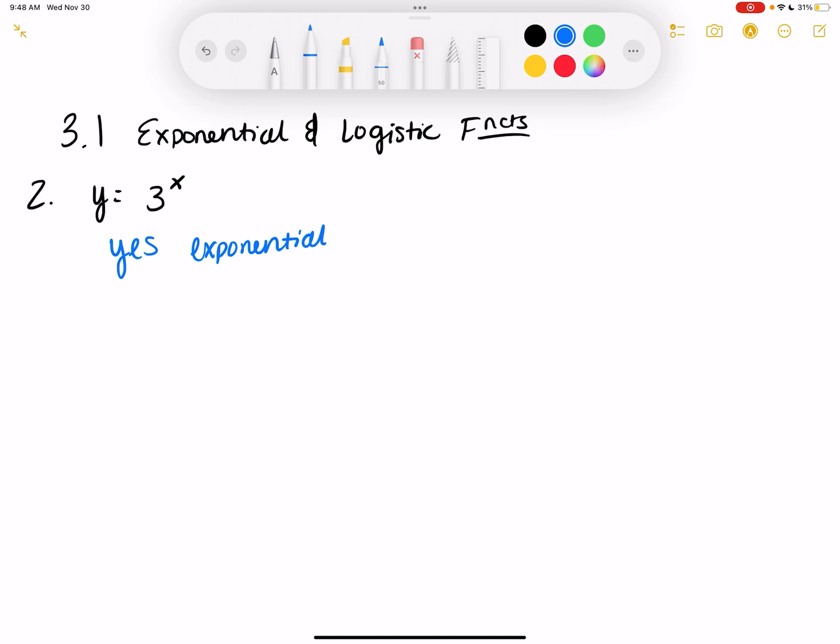So the initial value is what happens when we put in 0 for the exponent. If we put in 0 for x, what do we get? 3 raised to the 0 is what? 1. Anything raised to the 0 power is 1. And what's the base? 3. Yes.